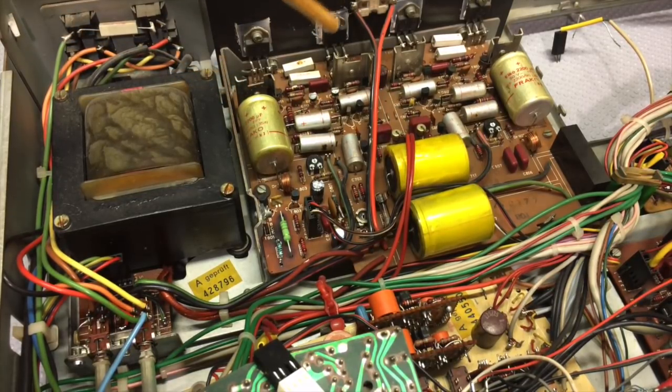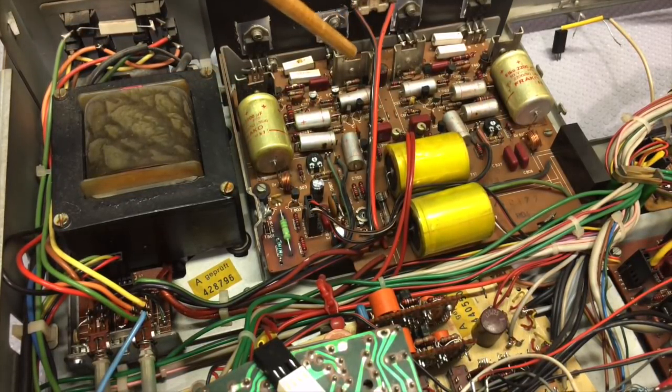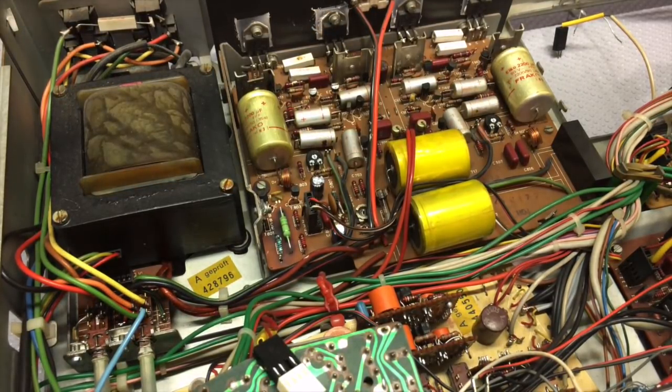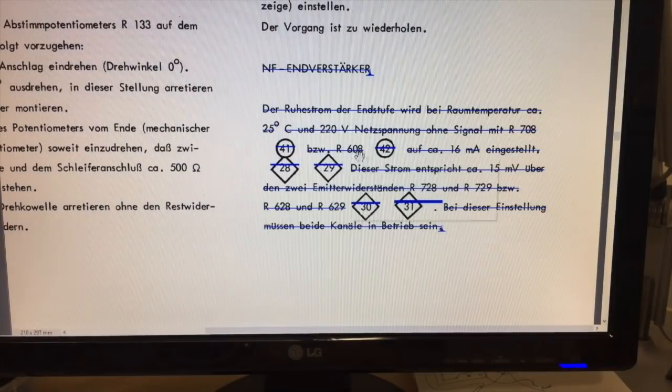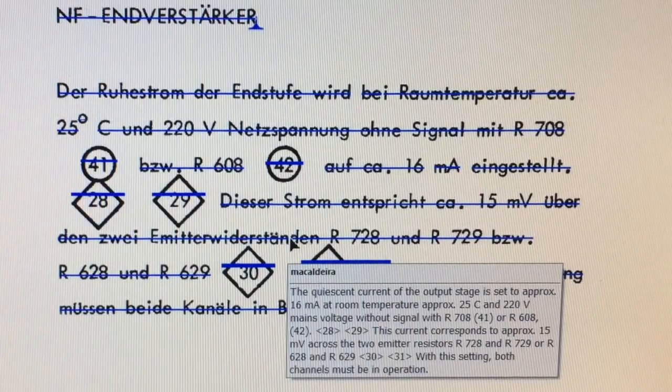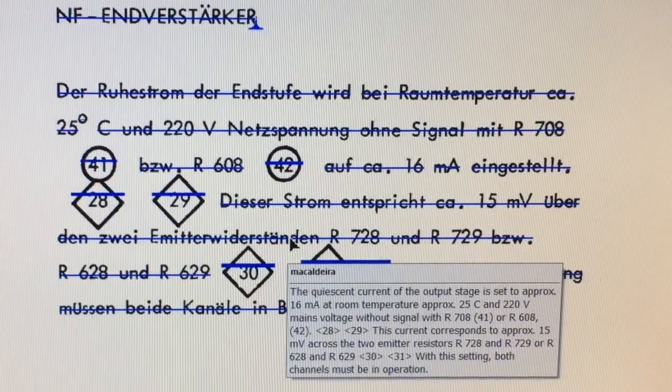Actually, before I do that, there's something I want to see. I want to see what the idle current is like as it stands. Yeah, let's do that. Now, I actually had this translated in Google Translate, and it came out very, very well. It says the quiescent current of the output stage is set to approximately 16 milliamps at room temperature of 25 degrees at 220 volts mains without signal, and it's set with R708 and R608.